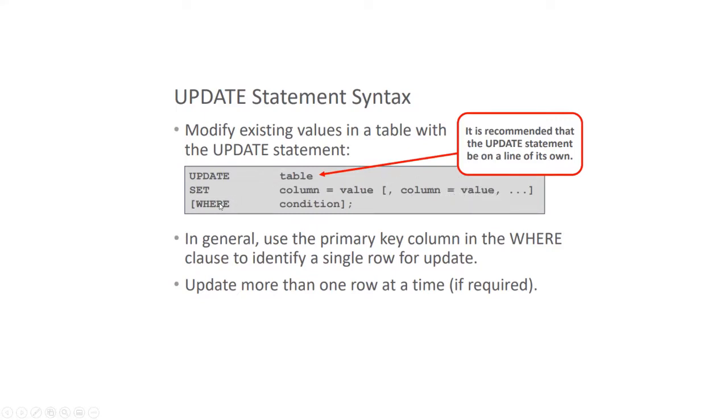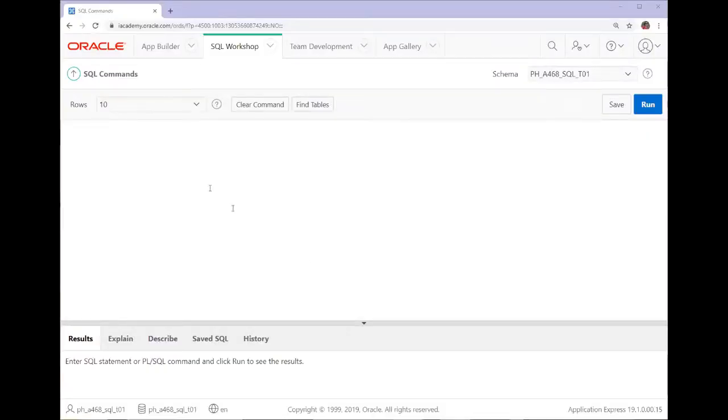And then you have the where clause. Okay, so as you can see, the where clause is enclosed with brackets. It means that this is optional, so you can omit this if you want. You can specify the where clause if you want to update a specific row or rows. Okay, so let us apply this using Oracle Apex.